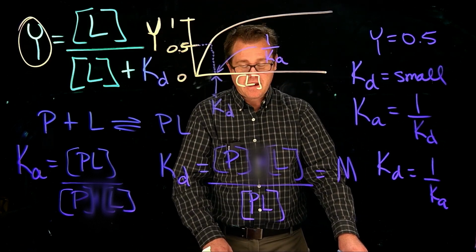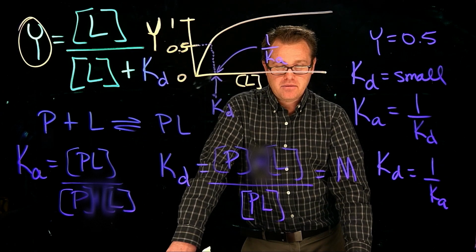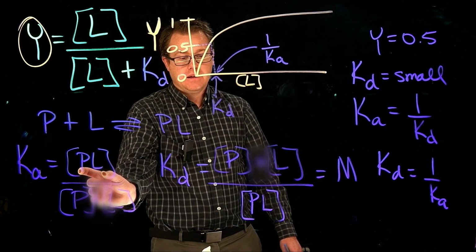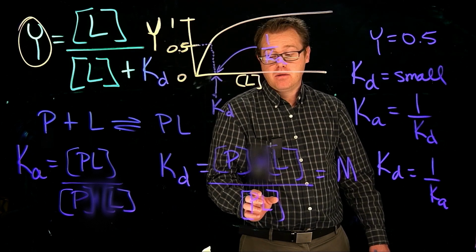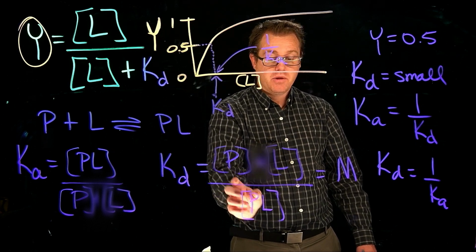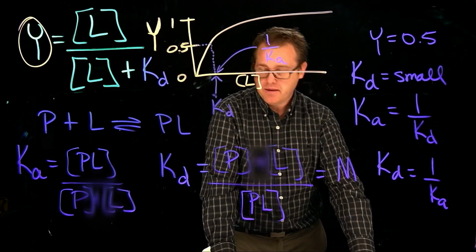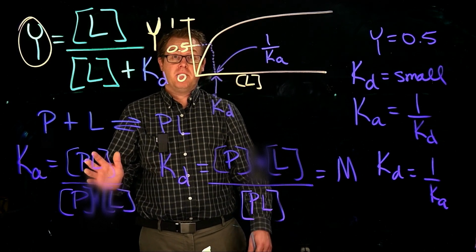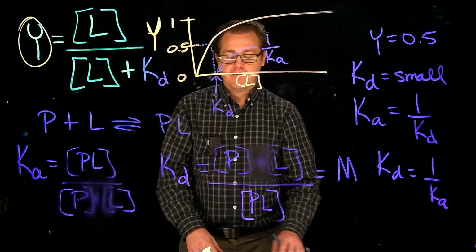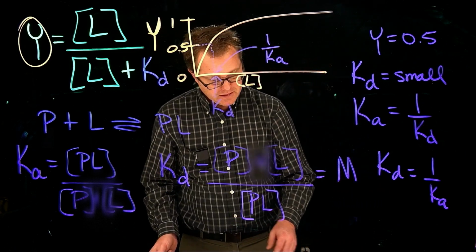Sorry, I misspoke about that. So a large Ka means that it's bound very tightly. And then when we have a small KD, that means we have less of this, which means we're going to have more of that, which means it's going to have a stronger binding. So small KD means strong binding, and a large Ka means strong binding. My apologies for the confusion.